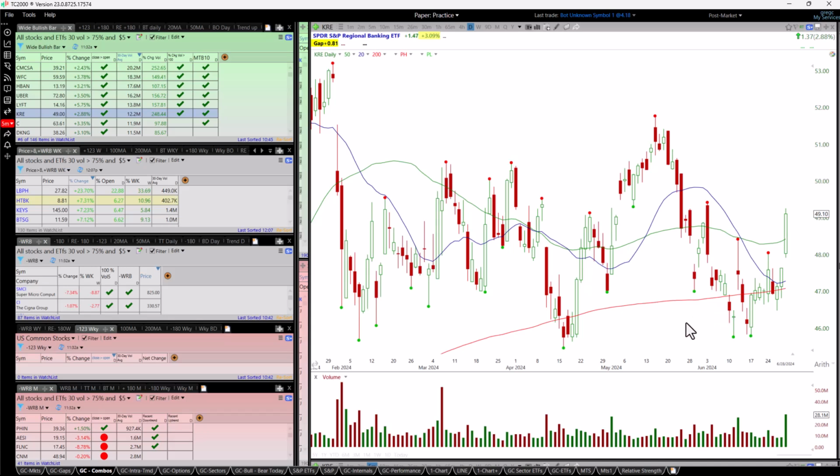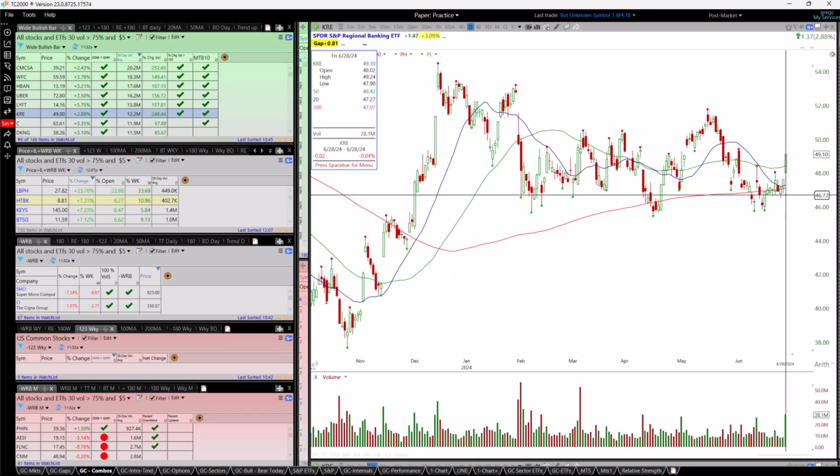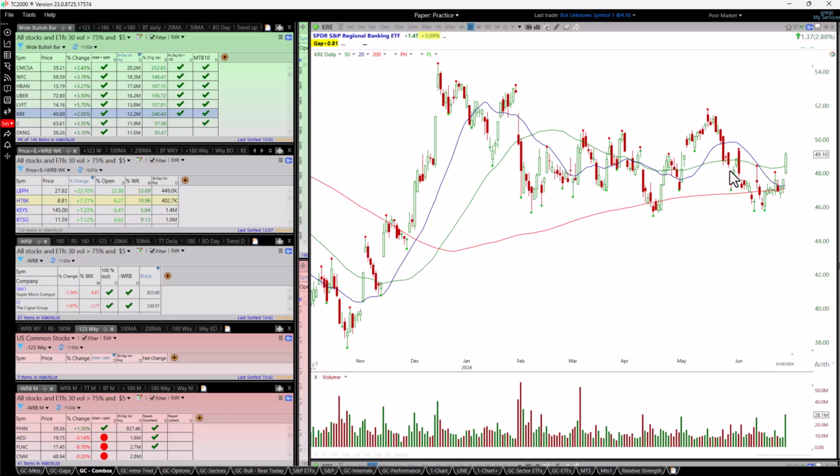KRE, regional banks, have just been a big technical mess of flip-flopping back and forth. Yet on Friday, we got a wide range bar out of this consolidation, and it held this resistance. So this is the beginnings of a move, and this should be able to move higher.